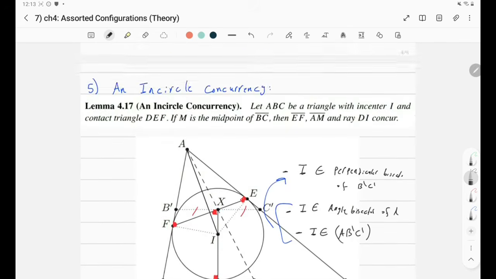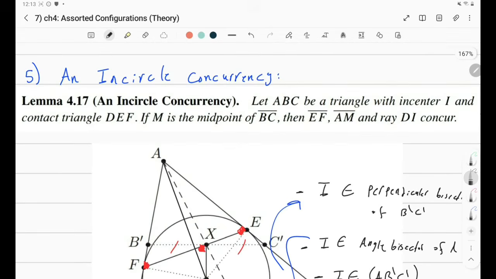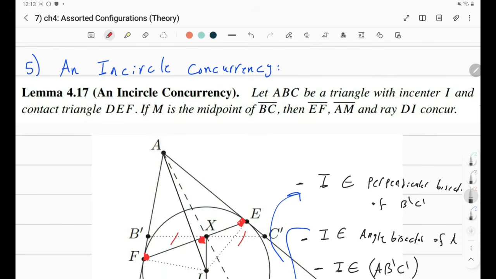We got our concurrency. So that means we have this nice concurrency, an incircle concurrency. If you have a triangle ABC, then you know that EF, which is the chord, AM, which is the median, and ray DI, which is the diameter of the incircle, they are all concurrent at one point. All right. So right now that was our last configuration regarding the incircle. So now we're done with the incircle and the excircle, and we'll be moving to other configurations.